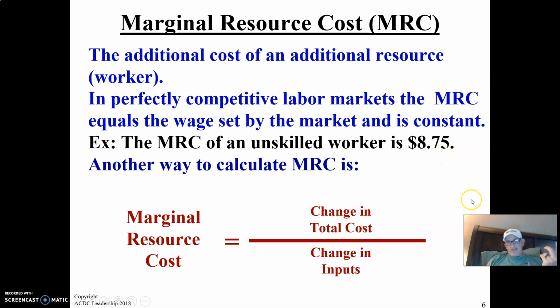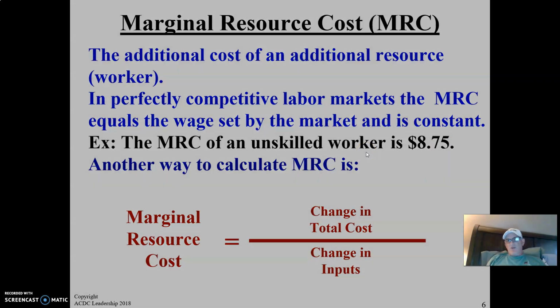Okay, another way to calculate it is we're going to calculate the total change over the change in inputs. Well, to me, that's kind of overdoing it, because I know that if the wage in the market's $8.75 and I hire another person, it's going to be $8.75, again and again. There's no need in me doing a crazy equation if I know what the wage set by the market is.